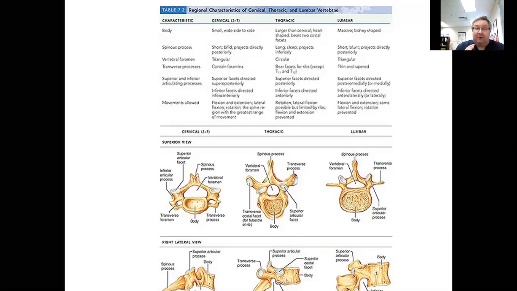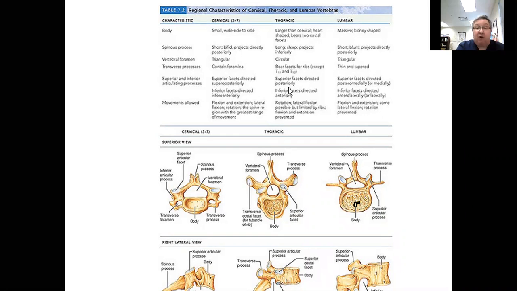Let's first talk about the body of the vertebra. The lumbar body is the largest of the three. Here's the body of the lumbar vertebra. As you can see, it's larger than the thoracic, and the thoracic is larger than the cervical. So the cervical is the smallest. The lumbar is the largest.